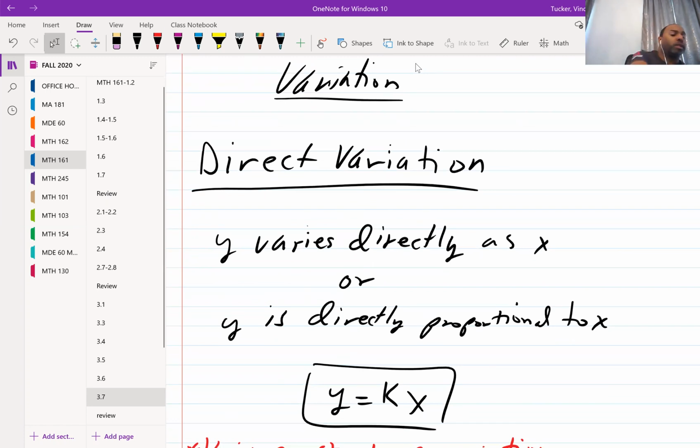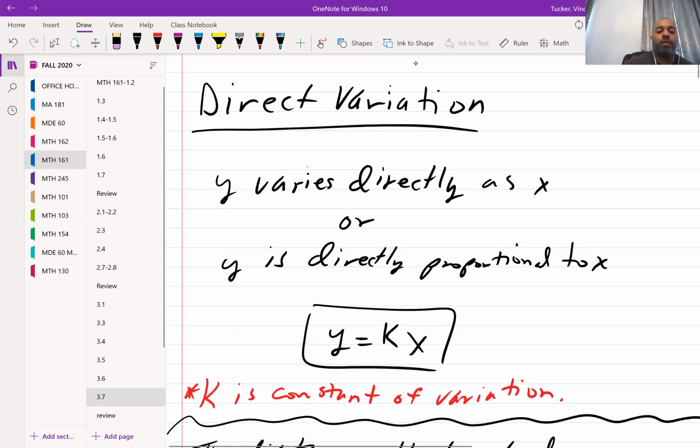So the first one we're going to look at is direct variation. It says y varies directly as x, or y is directly proportional to x. When you see that key phrasing, this is how we would set up our problem. Y represents the variable or the term that happens before the phrase varies directly. X will represent the variable that occurs after the phrase varies directly. And you'll see what I mean in a second.